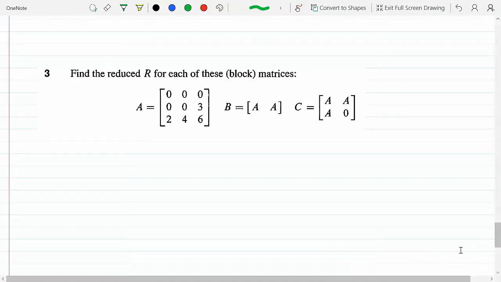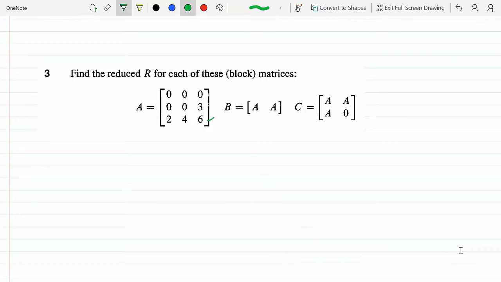Number 3, find the reduced R of each of these block matrices. So let's start with matrix A. It's obvious here that we have to make the first entry in row number 1 a non-zero entry. That means I would have to switch row 1 with row 3, and I could do that. So I'm going to put this row here and this row below.